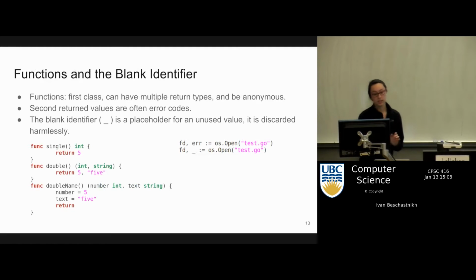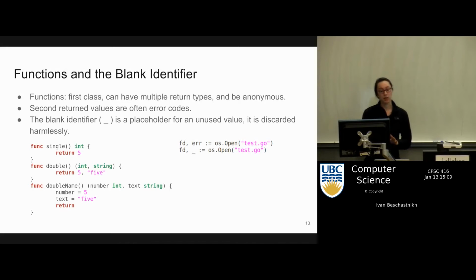And then functions and the blank identifier. Functions are first class. They can have multiple return types and be anonymous. The second return values are often error codes, and sometimes you just want to ignore those. But Go will get mad at you because you can't create a variable and then not use it. The way to get around this is using the blank identifier, which is just an underscore. This will be a placeholder for the unused variable, and it will get rid of it harmlessly.